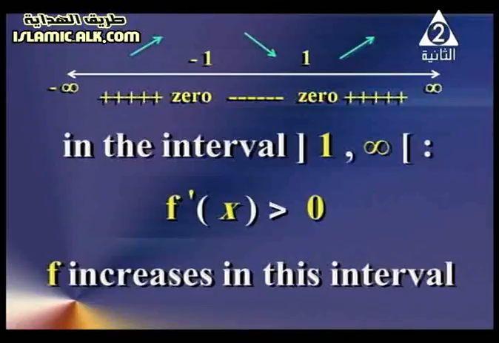The second interval, from negative 1 to 1, we find f dash x smaller than 0, then the function decreases. The third interval, from 1 to infinity, if we take any point belonging to 1 and infinity, such as 2, 3, 4 and so on, then find f dash of this point. We find f dash of this point more than 0, positive, then the behavior of the function is increasing in this interval.